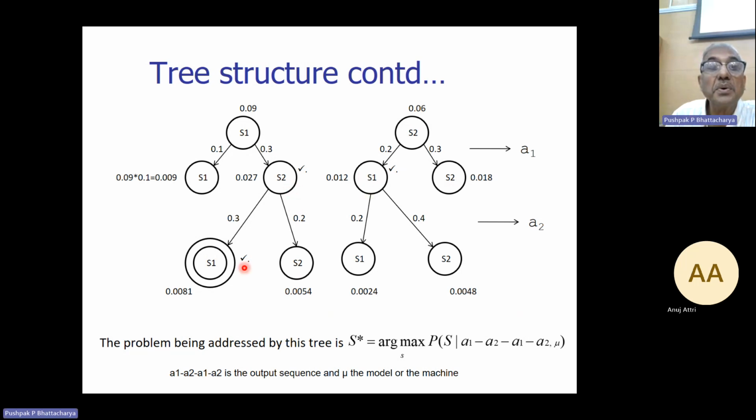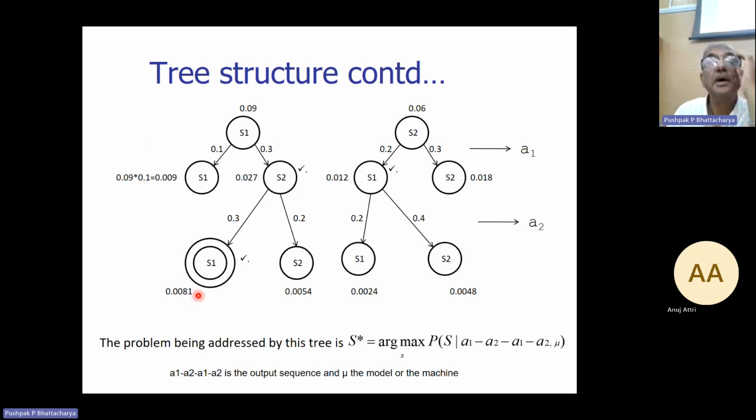So S2 to S1 with observation A2 has probability 0.3, giving rise to accumulated probability of 0.0081. S2 to S2 with observation A2 0.0054. S1 to S1 0.0024, S1 to S2 0.0048. So this finishes the whole observation sequence. And we have been able to find out the best possible path, which has the probability of 0.0081. This is the path which will be taken.